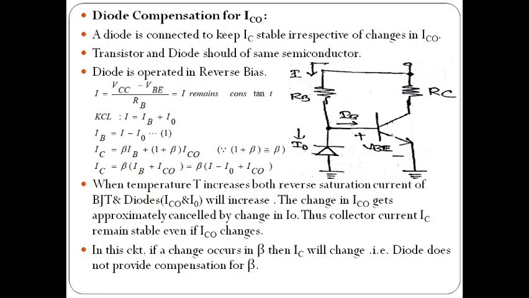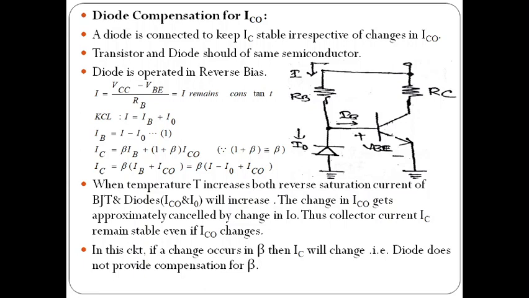Because the cathode terminal is connected to the VCC or VB, it is positive, and the anode terminal is connected to the ground. So now the diode is in reverse bias. By applying the KVL, we can write I, the current passing through the RB resistor, equals VCC minus VB by RB.